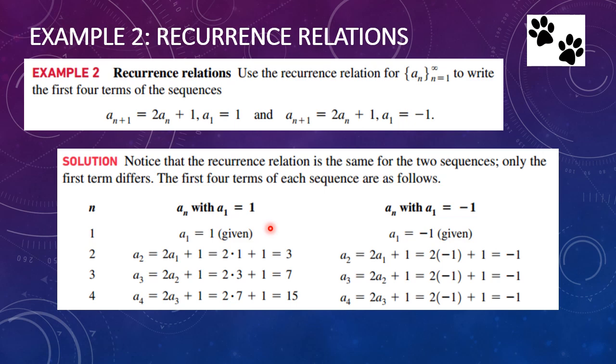So when we start with a sub 1 equal to 1, notice what we get by plugging in the values. A sub 1 is 1, so for a sub 2, this is 2 times a sub 1, one less, plus 1, which gives us 3. A sub 3 equals 2 times a sub 2 plus 1, which gives us 7. A sub 4 equals 2 times a sub 3, one less, plus 1, which gives us 15.